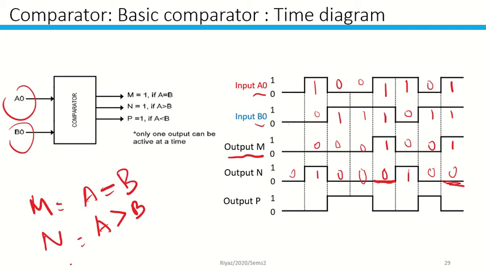And for P equals to A is smaller than B, over here this is 0 as usual. Is A smaller than B? No. 0 1? Yes. 0 1? Yes. 1 1? No. 1 0? No. 0 1? Yes. 1 1? No. So that's why you have a time diagram like this.